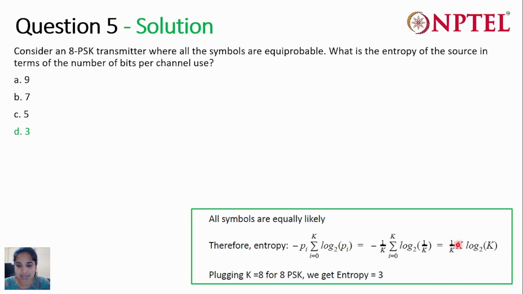So the answer is 3. If you put k equal to 8 for PSK, the answer is 3. There's another typo here. So this will be from i equal to 1 to k. Sorry for the typo, guys. So solving this is like first you write down the formula for entropy, find what p_i is, and then you get to the answer. So the answer is 3.